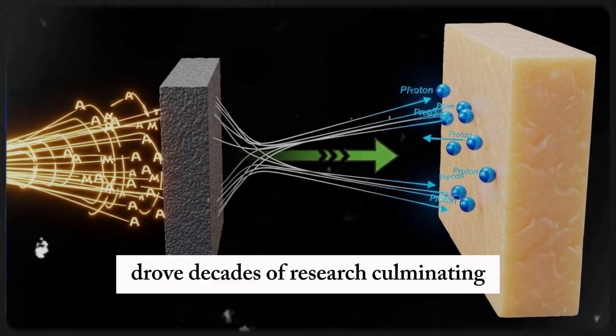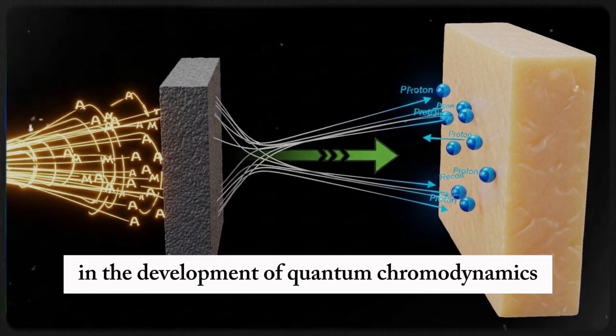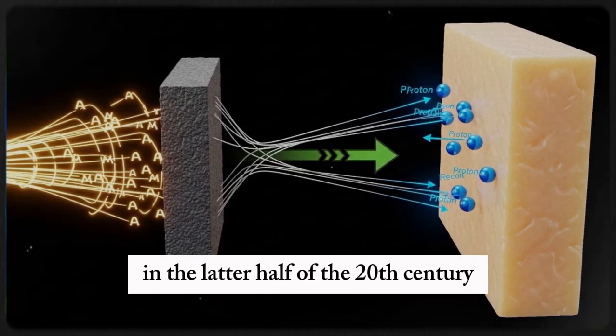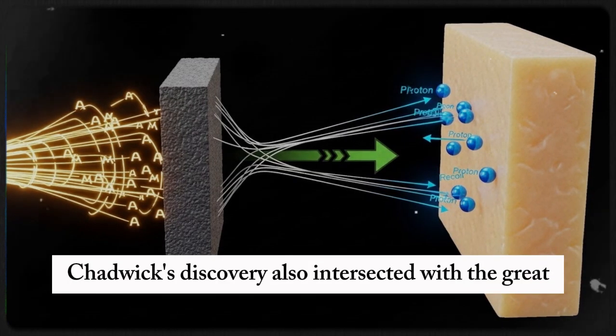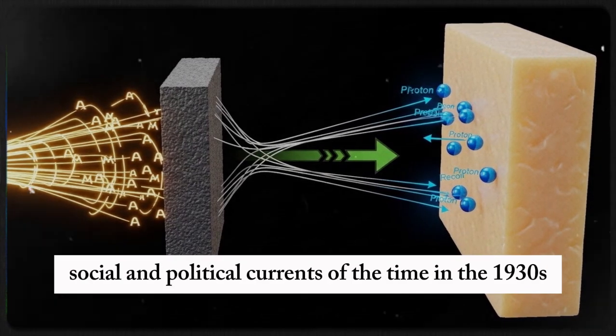These puzzles drove decades of research, culminating in the development of quantum chromodynamics, the theory of quarks and gluons, in the latter half of the 20th century. Chadwick's discovery also intersected with the great social and political currents of the time.